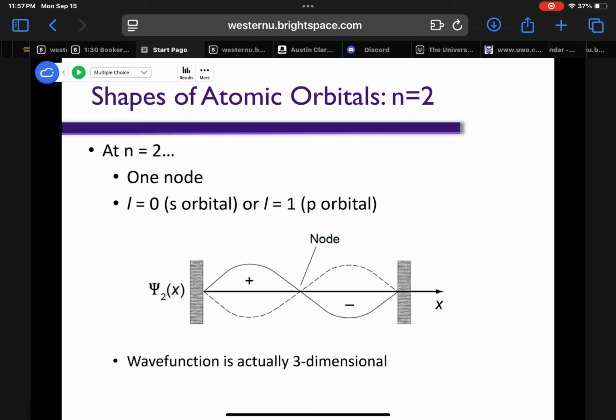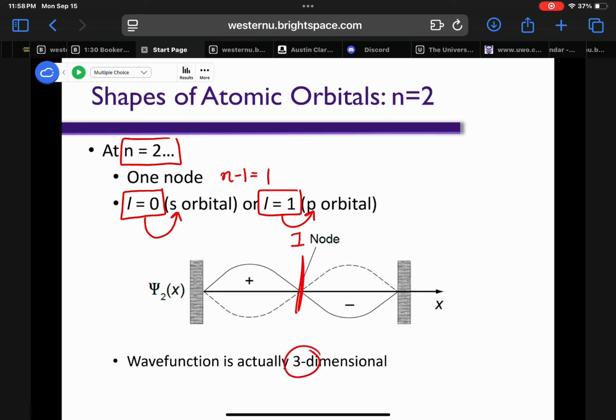Well, let's make it a little more interesting. Let's go up to n equals 2. What are the options? Well, if n equals 2, we know that we're going to have one node because n minus 1 is 1. So any orbital that starts with principal quantum number 2 has one node. Well, what are the L options? It could be 0, which means it's an s orbital, or it could be L equals 1, which is a p orbital. Both of them are going to have one node.